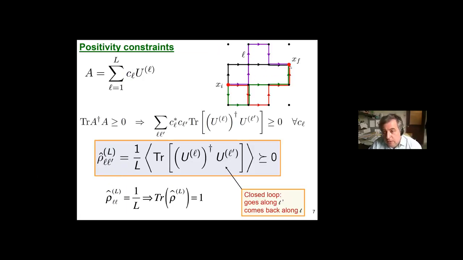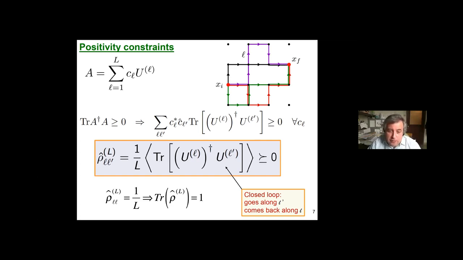You take 2 points on the lattice, and you get a set of open loops going from one to the other. And then for each of these loops and a given configuration, you get the matrix associated with the open loop, and you make an arbitrary linear combination with any coefficients. And since the trace of A dagger A is positive for any matrix A, this thing is positive, but this trace is just the closed Wilson loop obtained by going along path L prime and then coming back along path L. And the expectation value of something positive is always positive.